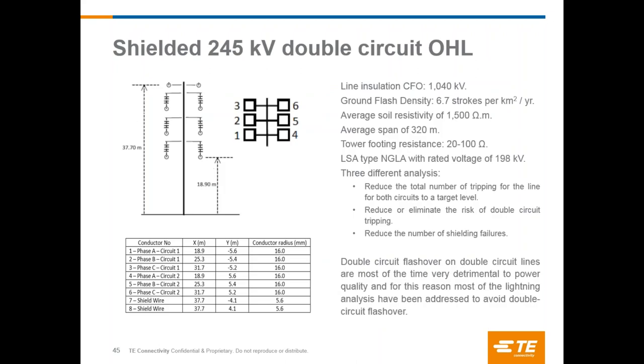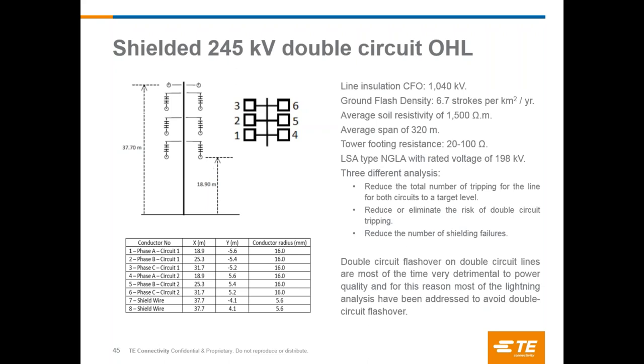Finally, for the last example, we show the case of a 245 kV double circuit overhead line. Line insulation flashover 1040 kilovolts, ground flash density similar to the previous case, 6.7 strokes per square kilometer per year, average soil resistivity 15 ohm meter, average span 320 meters, tower footing resistance evaluated from 20 up to 100 ohms, line surge arrester type no gap line arrester with rated voltage 198 kV.